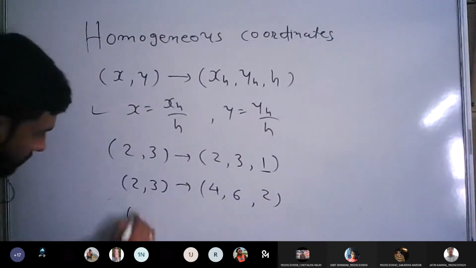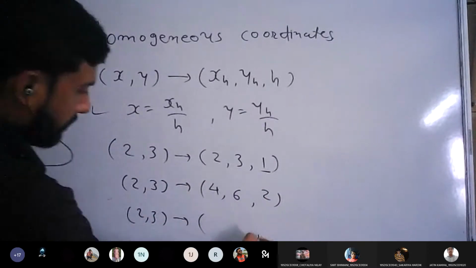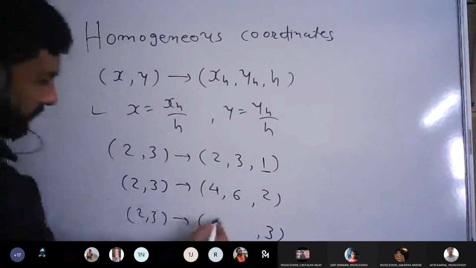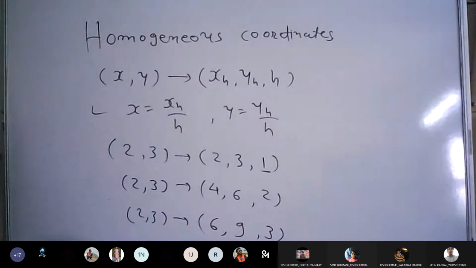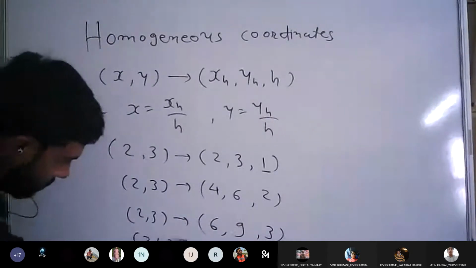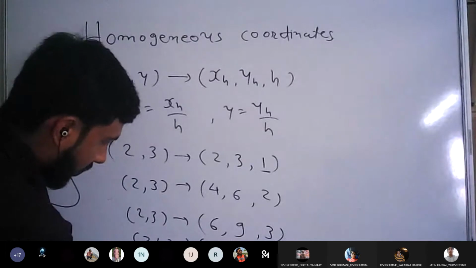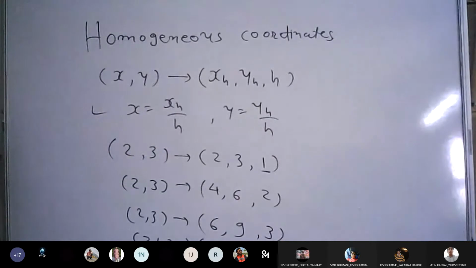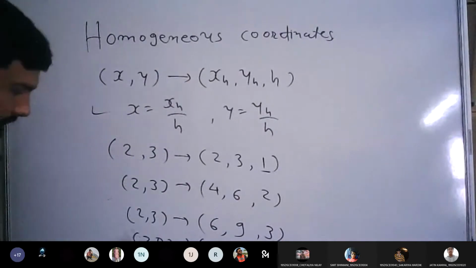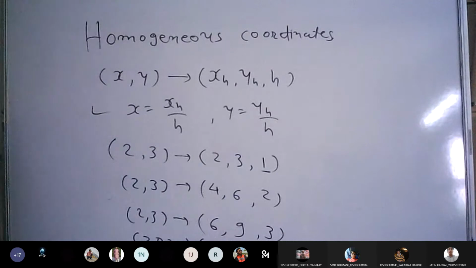or it is, if I go with homogeneous parameter 3, then it would be 2 into 3, 6, 3 into 3, 9. So it would be 6, 9, 3. What else? It would be 8, 12, 4. For h equal to 4, it is 2 into 4, 8, and 3 into 4, 12. Are you getting what I'm doing here?